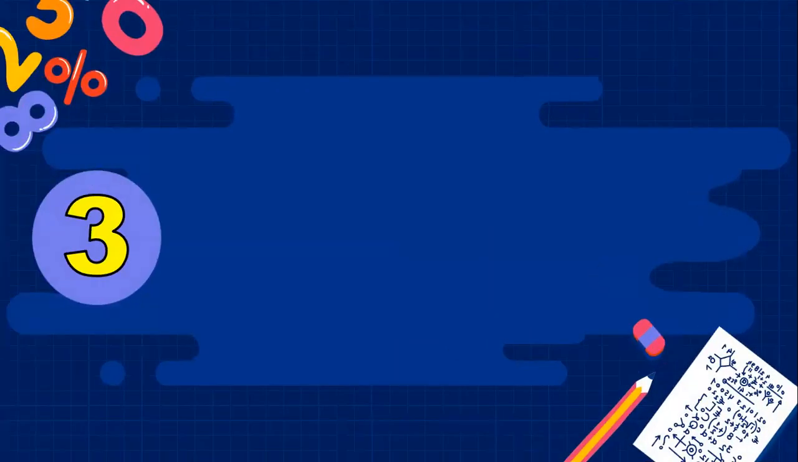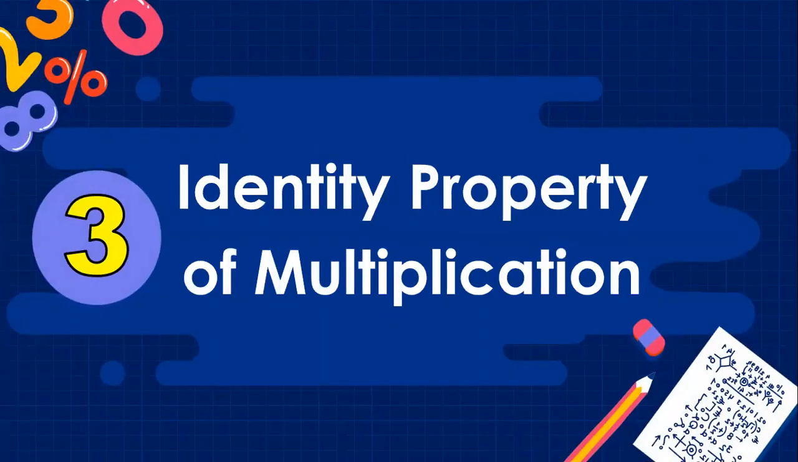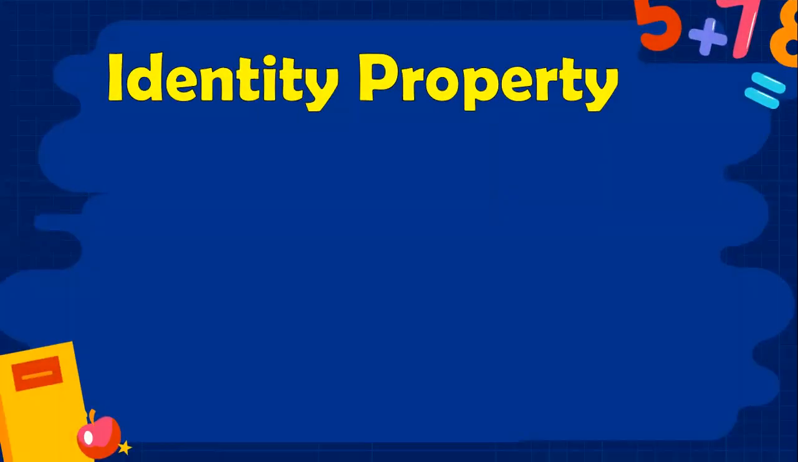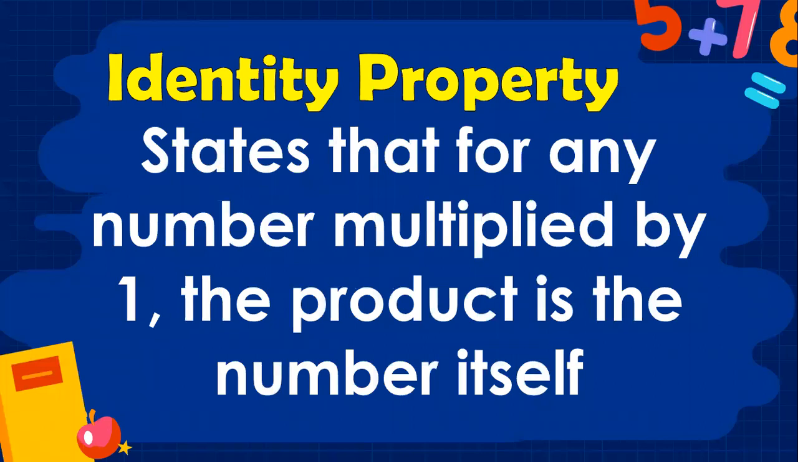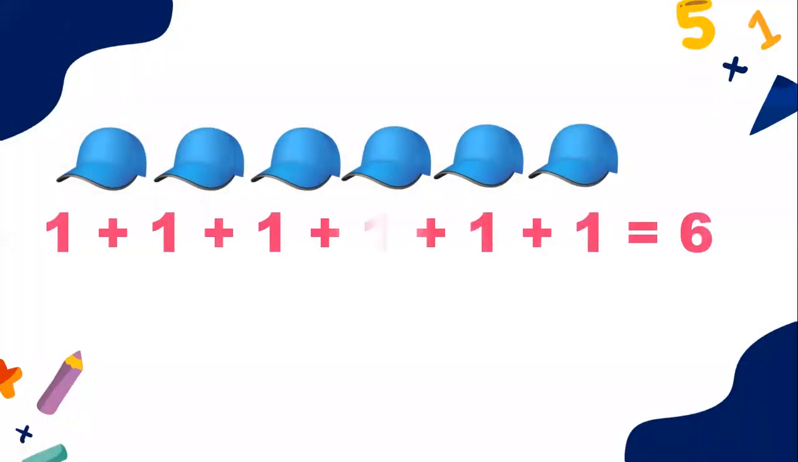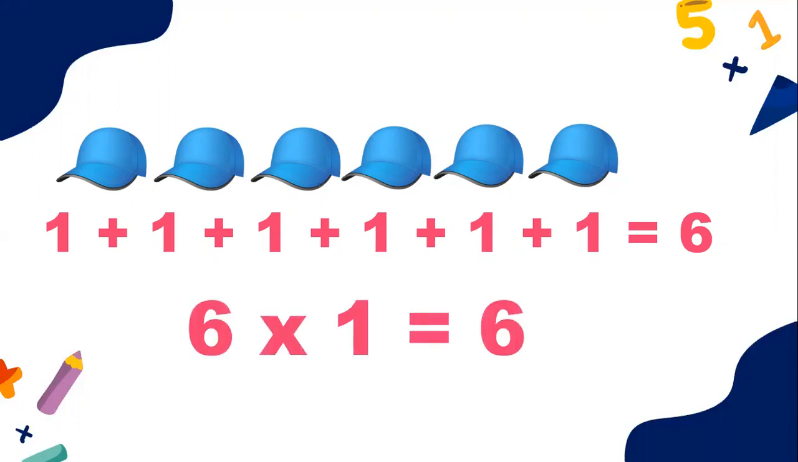Next one, we have number 3, identity property of multiplication. When I say identity property of multiplication, it states that any number multiplied by 1, the product is the number itself. We have this one. How many cups in all? There are 6 cups. We notice that if 6 is multiplied by 1, the product is 6. That is the number itself.